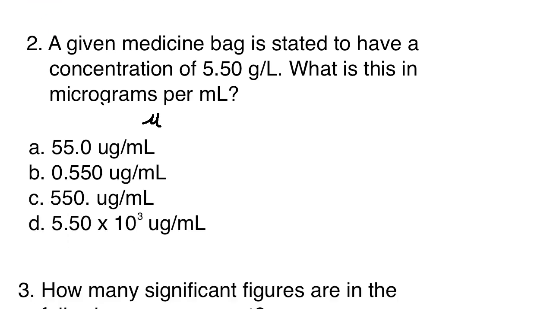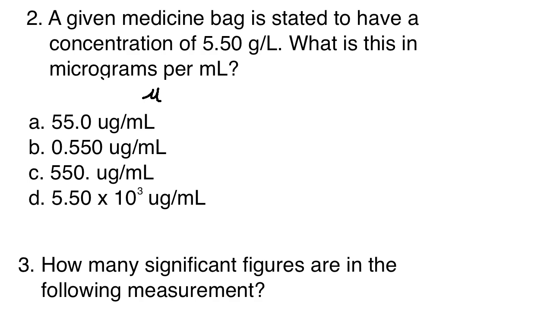All right, number 2. A given medicine bag is stated to have a concentration of 5.50 grams per liter. What is this in micrograms per milliliter? So we've got 2 units we're going to need to convert here. Let's start with what we know. 5.50 grams of the medicine in 1 liter of the medicine bag. So as we get ready to convert this, we can do either liters or grams first. I'm going to go ahead and do grams. So let's get rid of grams. 1 gram, those units cancel.